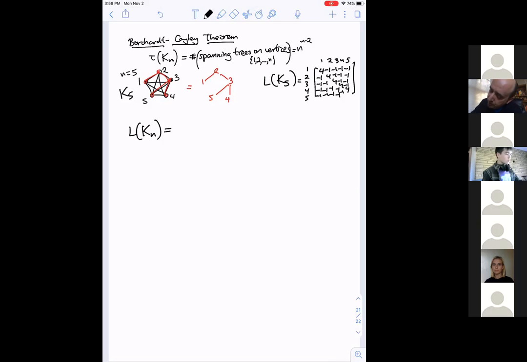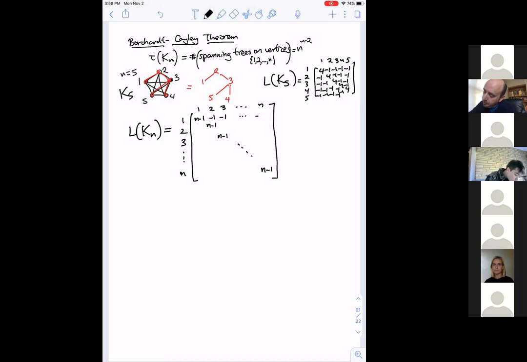Okay, so let's just draw the general picture. I'll try to be a little more neat when I do this one. It's got rows and columns indexed by 1 through n. We've got n minus 1s down the diagonal because every vertex is of degree n minus 1. It has n minus 1 neighbors, everybody but itself. And then off diagonal, we've got minus 1s. Agreed?